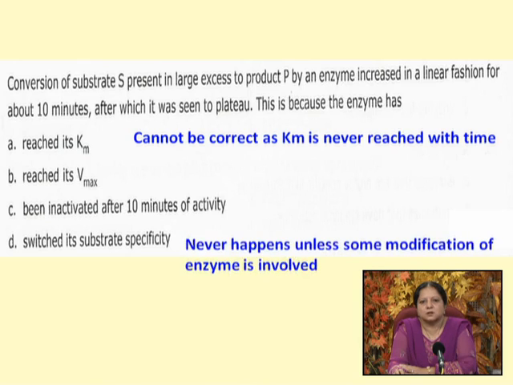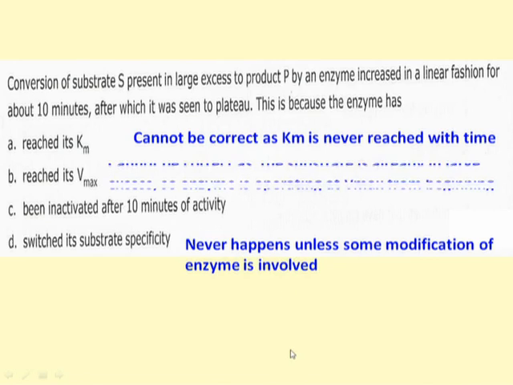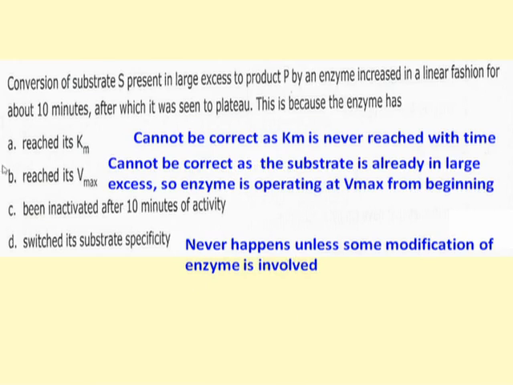This also we can see, but let us first rule out some other unlikely points. The enzyme has switched its substrate specificity. This again never happens unless some modification of the enzyme is involved, and that is unlikely because this is in an in vitro condition. The enzyme reached its Vmax. This also cannot be correct as the substrate is already in large excess. So the enzyme is operating at Vmax from the beginning.